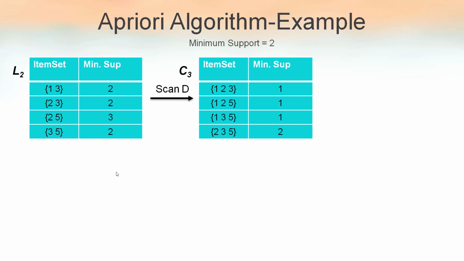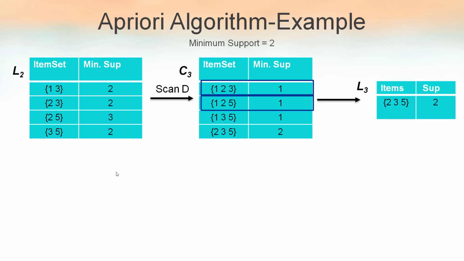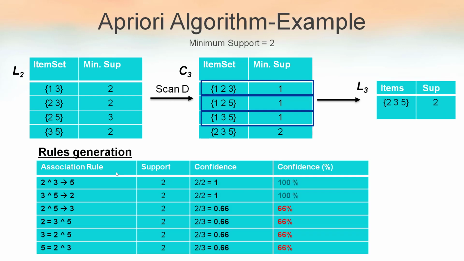Here we are writing 4 item sets: 1 2 3, 1 2 5, 1 3 5 and 2 3 5. Now calculate the support from the database. Compare the support with minimum support. Here I am removing 3 rows from C3 and generating L3. So only one row is available in L3: 2, 3, 5 with minimum support 2. So our frequent item set is 2, 3, 5. This is the answer of the Apriori algorithm.